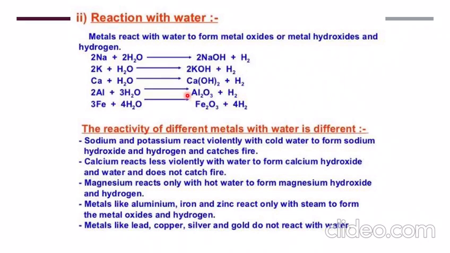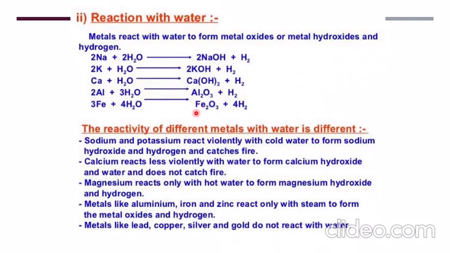Next is aluminium, zinc and iron. Talking about aluminium, they neither react with cold water nor with hot water. They react only with steam to form metal oxide and hydrogen. So in this case, only metal oxide is formed, not metal hydroxide. Like we can see, aluminium reacts with water and there is formation of Al2O3 plus hydrogen gas. Similarly, iron reacts with water and there is formation of Fe2O3 or Fe3O4, plus evolution of hydrogen gas.